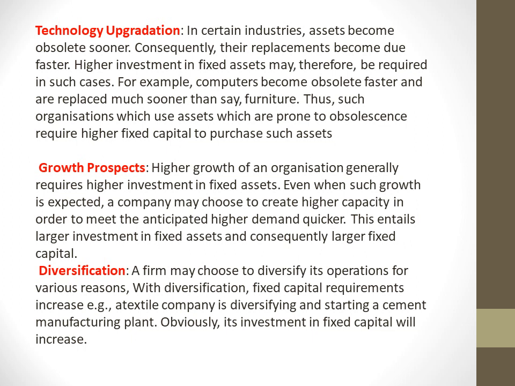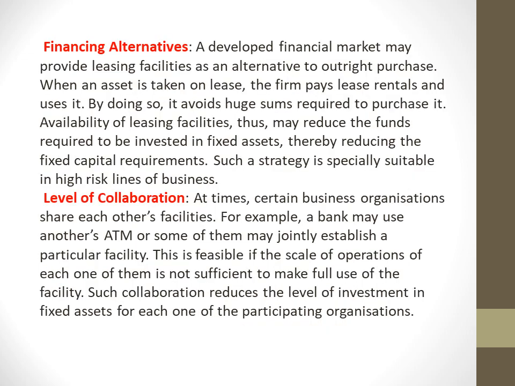Diversification: where the products are diversified, if a firm is producing various kinds of products, then definitely the fixed capital will be larger. Why? Because machinery will be required for every kind of product. For example, a textile company is diversifying and starting a cement manufacturing plant. Machinery is required for the textile company as well as for the cement plant. So definitely the fixed capital requirement will be increasing.